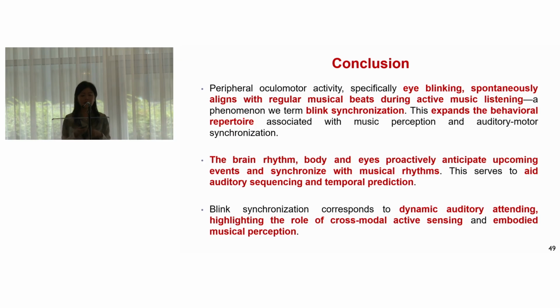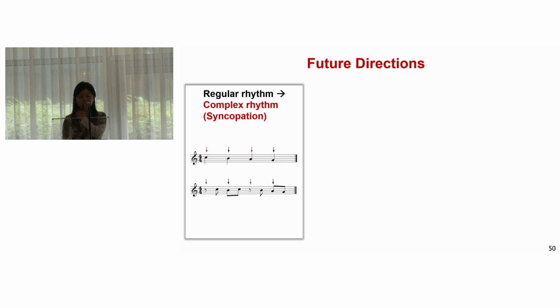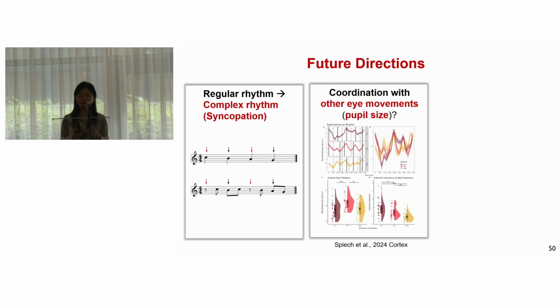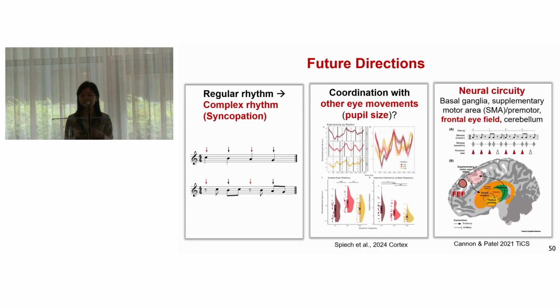And this blink synchronization corresponds to dynamic auditory attending, highlighting the role of cross-modal active sensing and embodied musical perception. Our future direction is to change from regular rhythm to more complex rhythms like syncopation, to see whether this phenomenon still exists. We also want to know how blinks cooperate with other eye movements like pupil size, and to look at the neurocircuitry underlying this phenomenon. We know the basal ganglia, SMA, and cerebellum contribute to auditory-motor synchronization, but maybe the frontal eye field also contributes to this phenomenon.